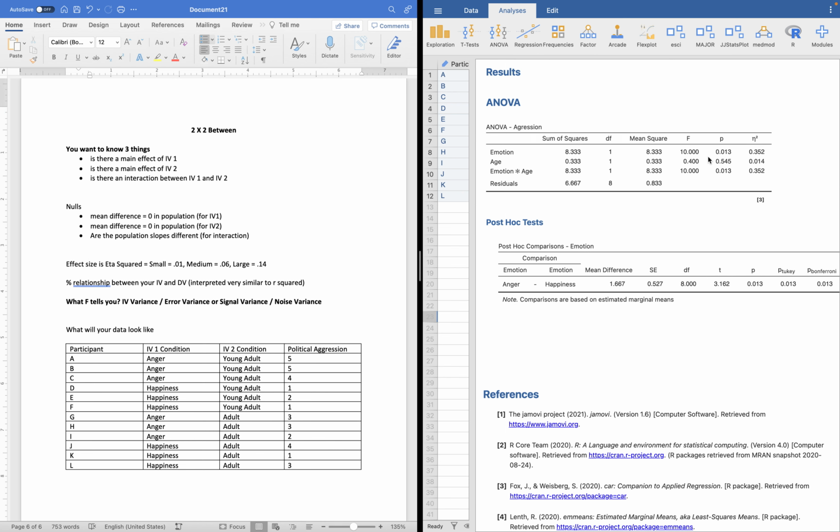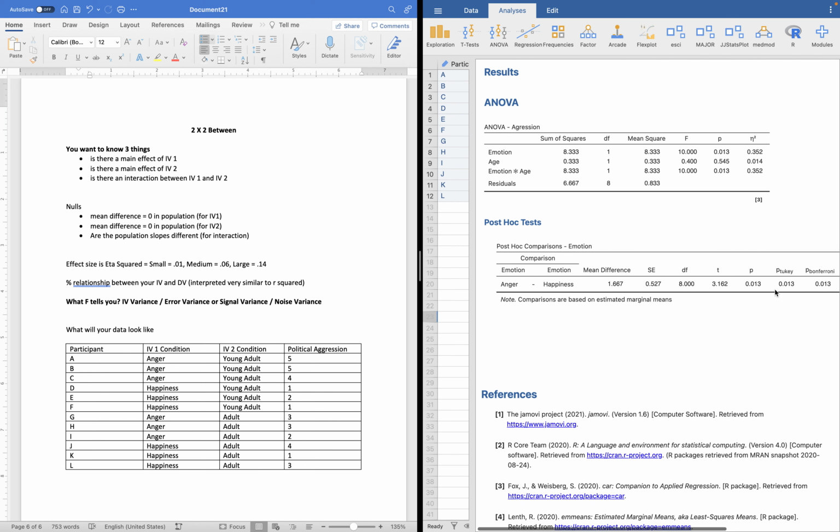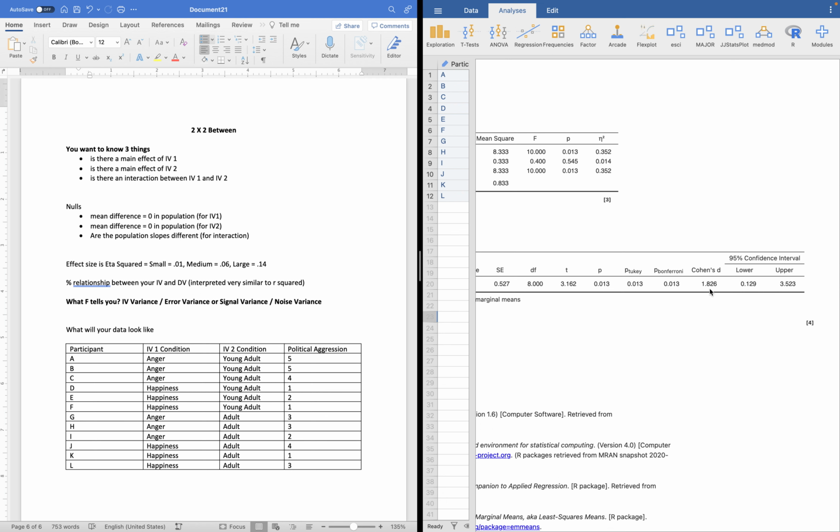So when I'm actually reporting this, I write my main effect of emotion was significant. You can write that, right? And then you write F, parentheses, 1 degree of freedom, comma, 8 degrees of freedom, the degrees of freedom of the effect, degrees of freedom of the error term, equals 10, comma, p-value, 0.013, comma, Cohen's d equals 1.826, square bracket, 0.129, comma, 3.523.